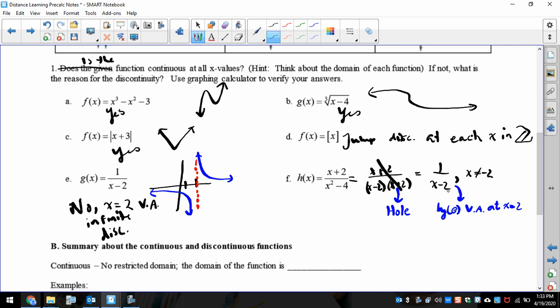So we have two discontinuities. So this is a no, it's not continuous, and we could say hole and vertical asymptote, which give us the two types, removable and non-removable. So let's give them by their names. The hole is a point discontinuity, and the vertical asymptote is an infinite discontinuity.